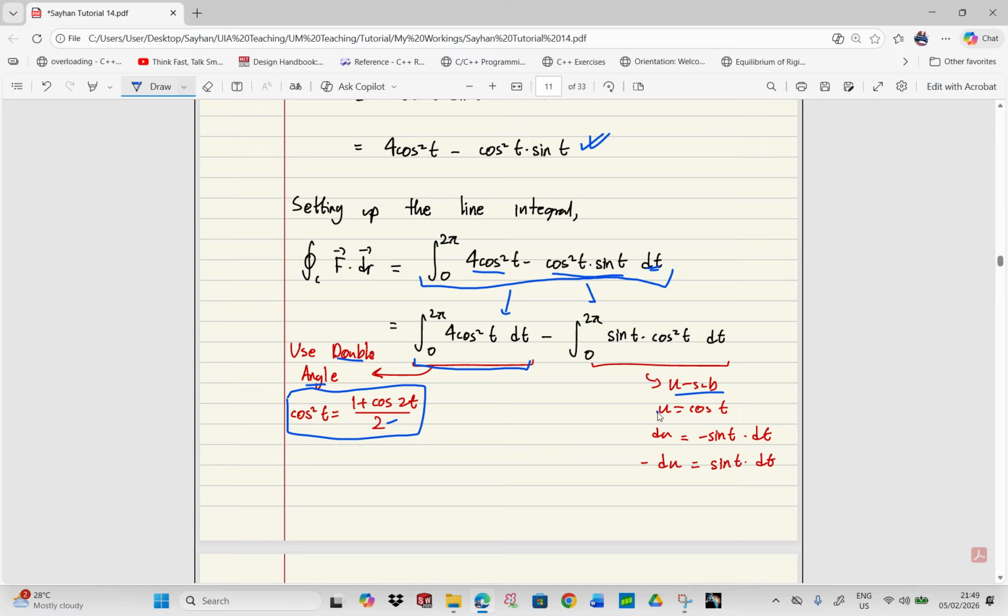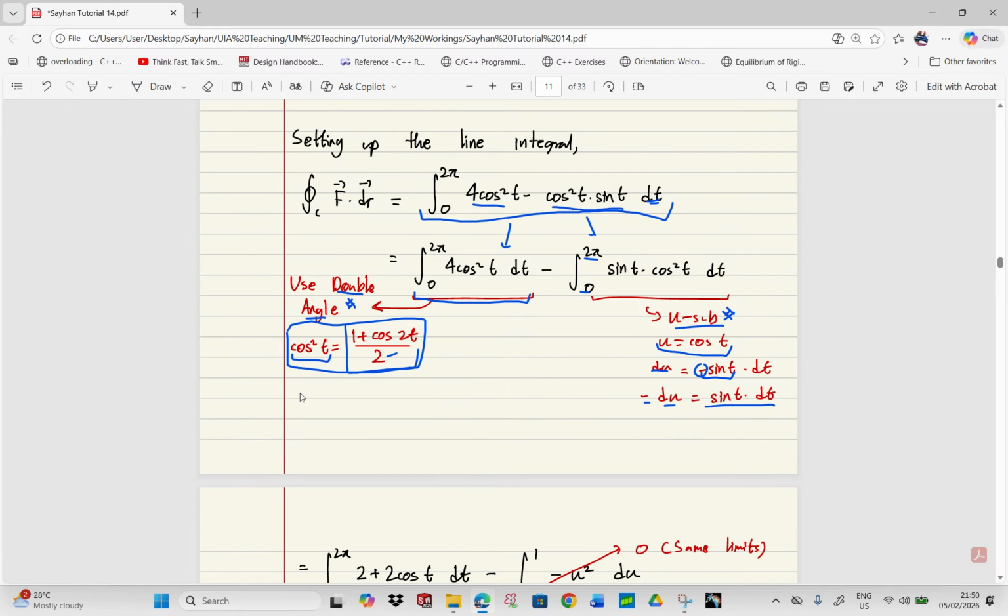If you say that u is cosine t, then du dt is negative sine t. So you take the negative to the other side: negative du equals sine t dt. But when you do u substitution, don't forget to change your limits, because you are substituting your parameter with another parameter. So it's very essential to change the limits. In the other case, we're just using the double angle, converting a very difficult form to integrate into something far easier and simpler, so you can easily integrate.